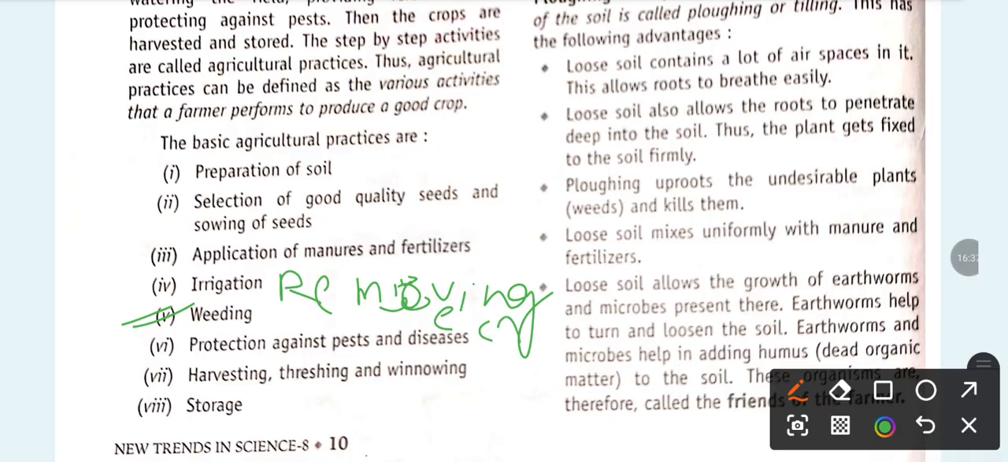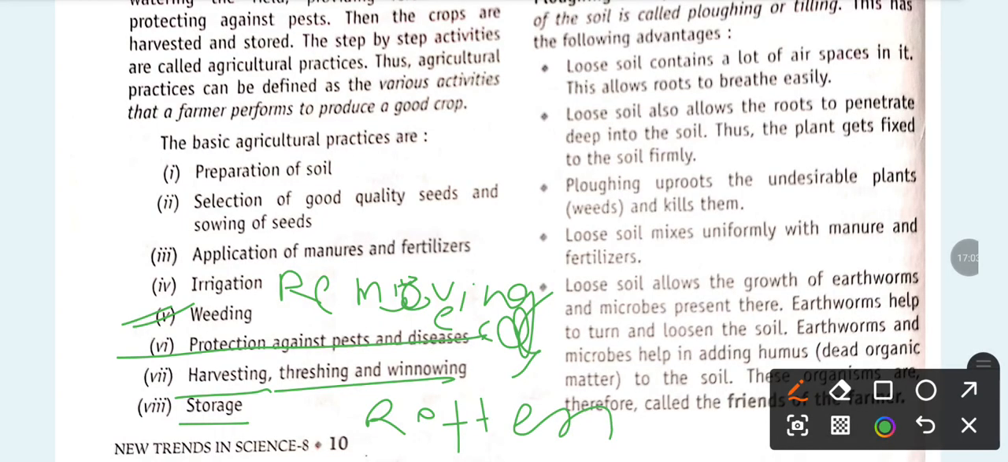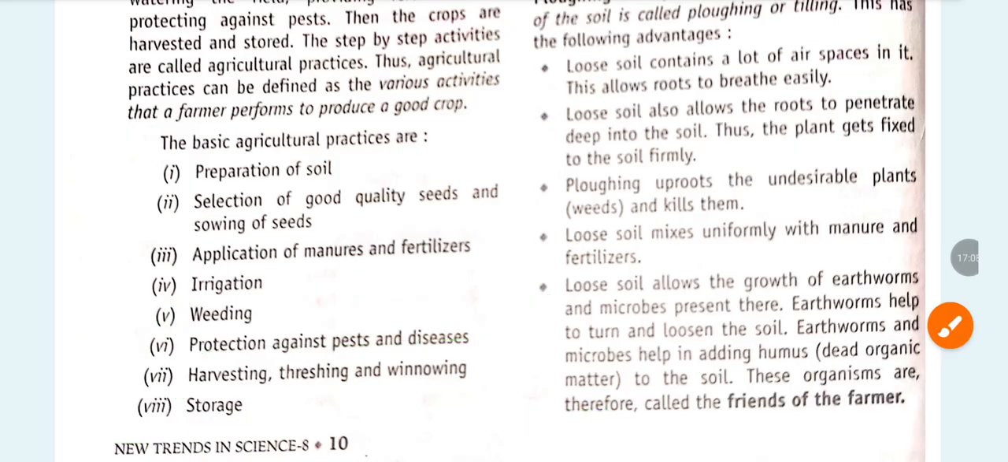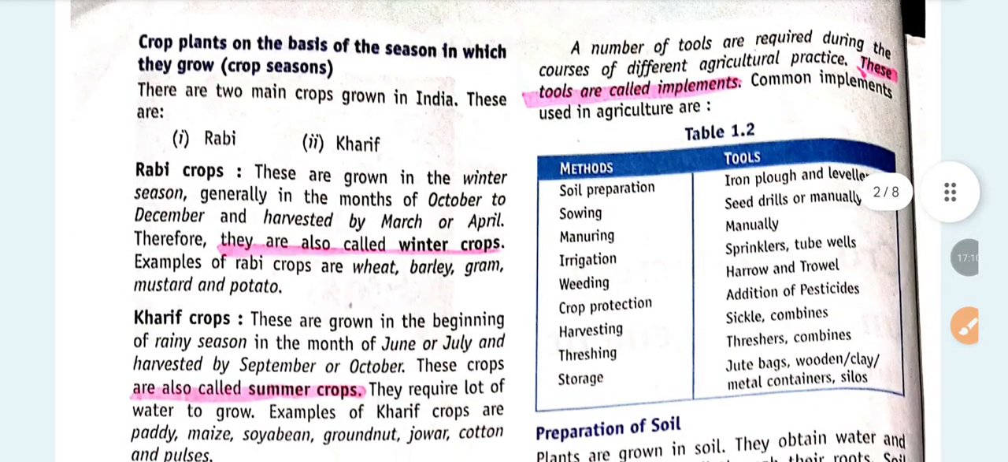Protection against pests and diseases, like spraying, removing pests. You have to spray the things which are needed to remove the pest according to your crop. Now after that you have to harvest and store the crop in a proper atmosphere so that the crop doesn't rot. Now that's all the basic agriculture practices. Now let's learn about them slowly and a bit deeply.